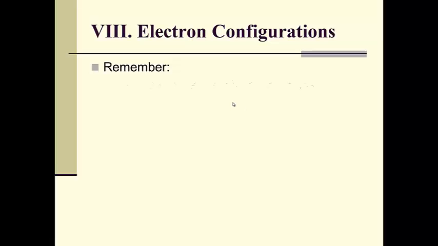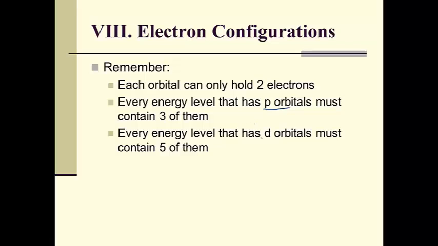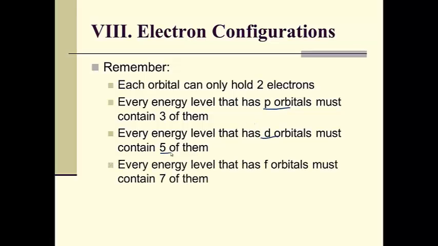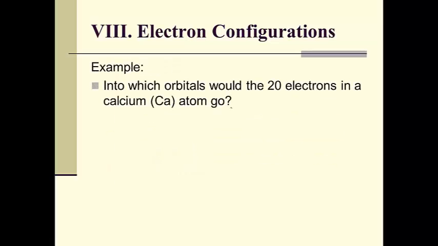Okay. Remember, each orbital can hold up to 2 electrons. If you have more than 2 electrons, they have to go to the next highest orbital. Okay. Every energy level that has p orbitals has to have 3 of them. If you have d orbitals, you have to have 5 of them. F orbitals, there have to be 7 of them. Okay, so into which orbitals would the 20 electrons from calcium go?